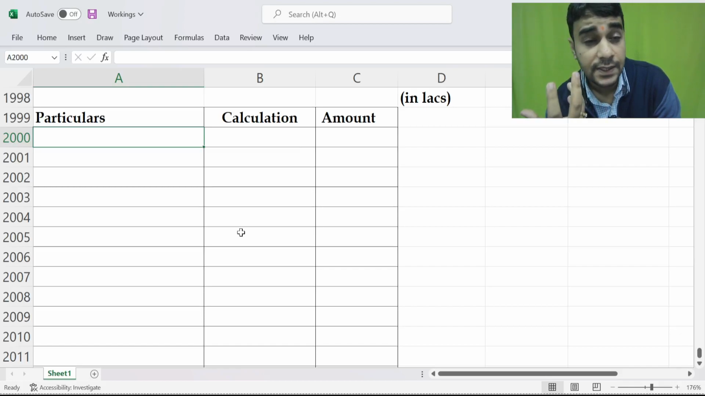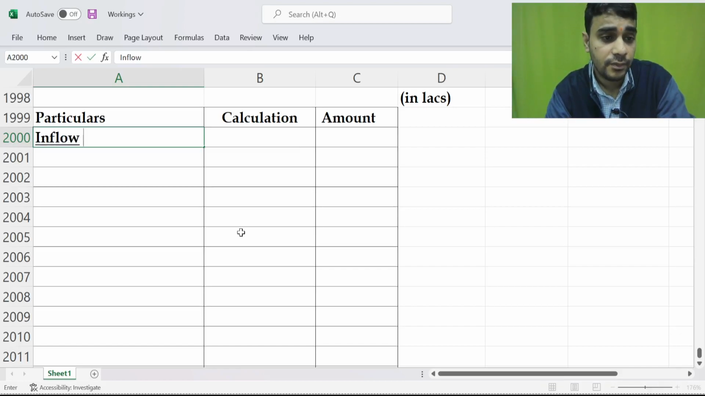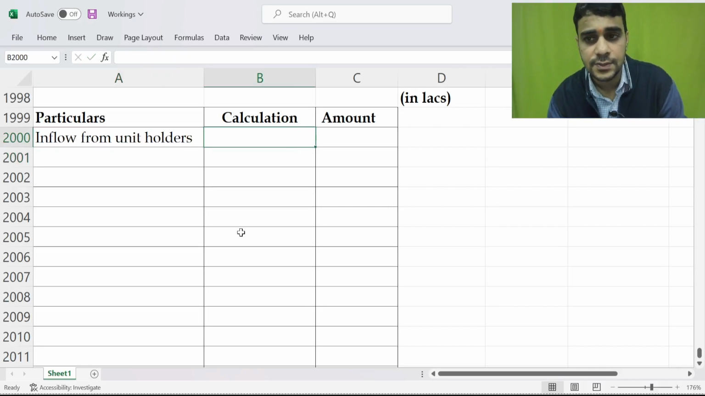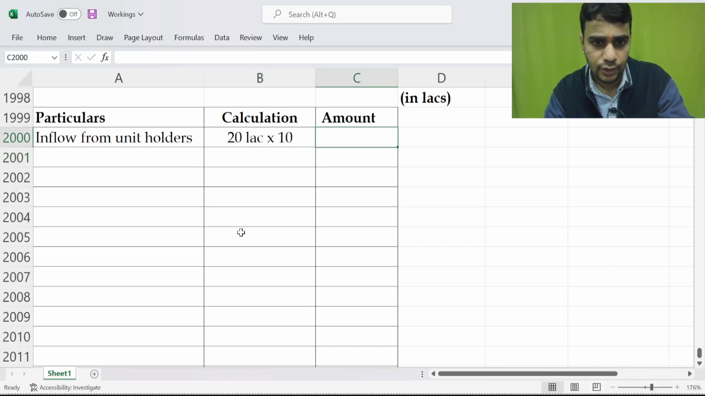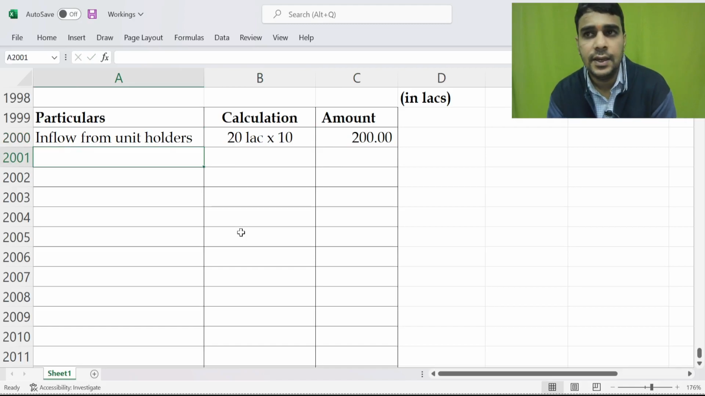Inflow from unit holders. How much into how much? 20 lakh into 10, 200 lakhs. We are doing it in lakhs. Inflow from unit holders 200.